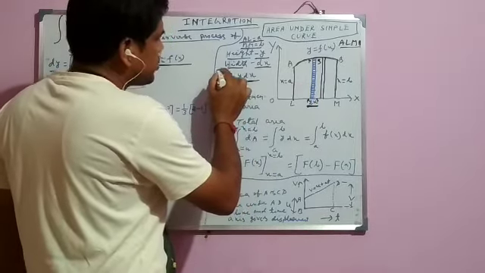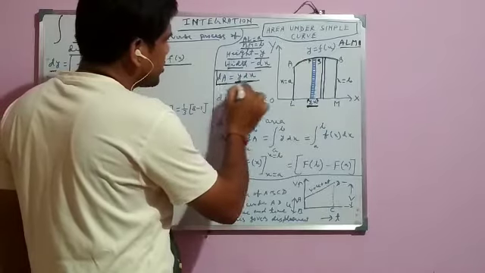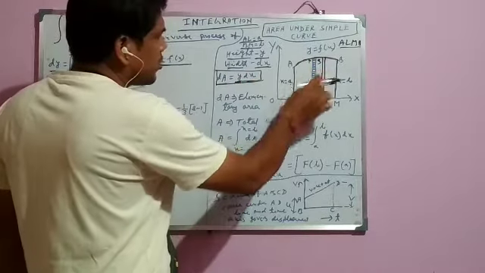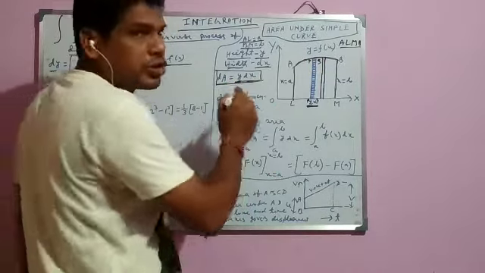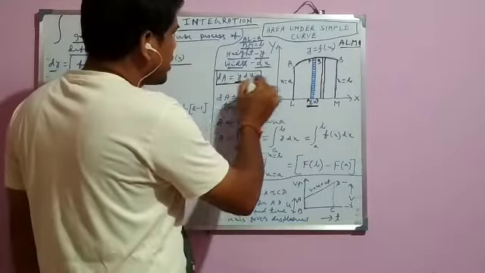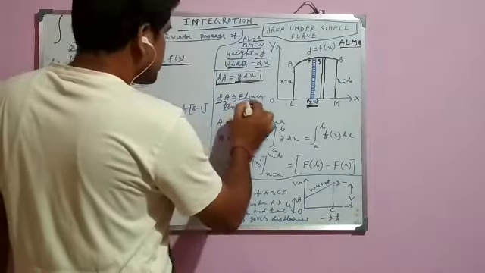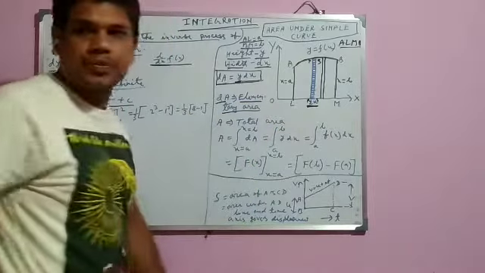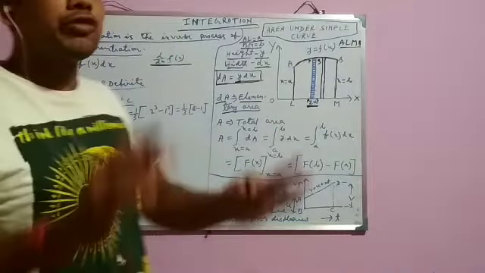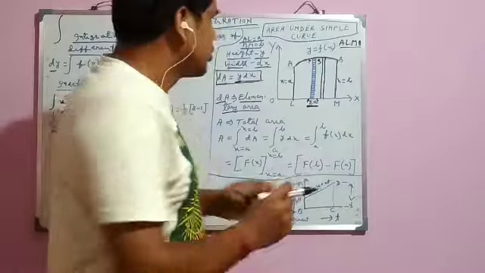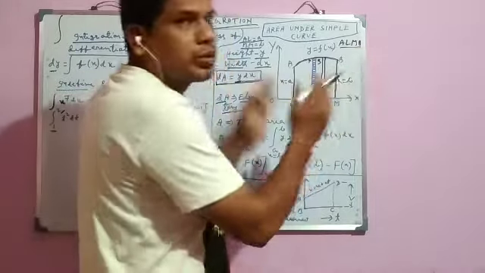So the area of this rectangle, the elementary area dA, is equal to y dx. This dA is called the elementary area. Now we have to find the total area, so what we have to do is integration.